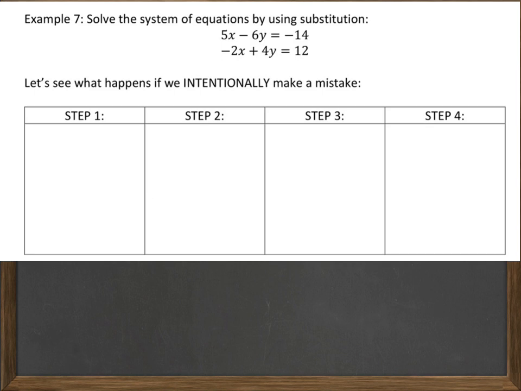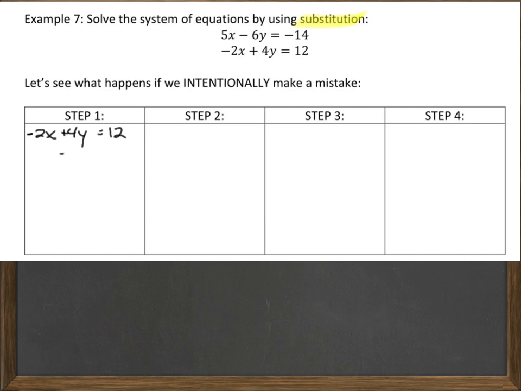Okay, so I'm going to start out by doing this correctly, and I'll show you exactly when and where I intentionally make a mistake so that you can see at the very end what that's going to look like. If we are using substitution, as the question asks us to do, that means we have to pick one of these equations and isolate the variable. So I'm going to pick negative 2x plus 4y equals 12, and I want to get x by itself.